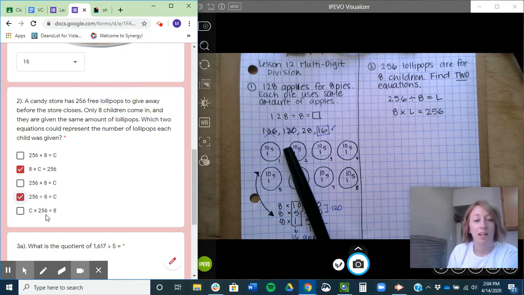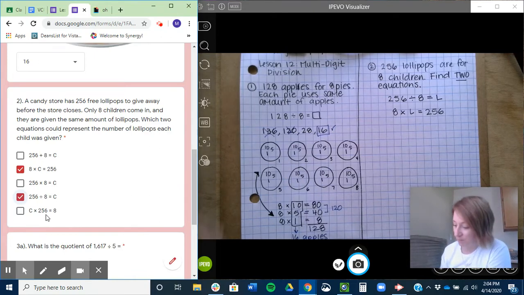Awesome job, scholars. Let's go ahead and organize our scrap piece of paper for question number 3. This one's going to be our spicy one for the day, so get ready.